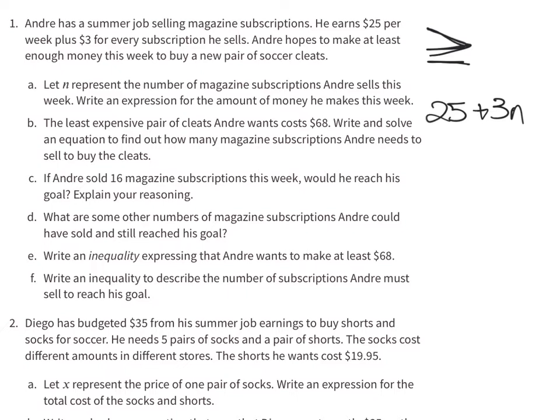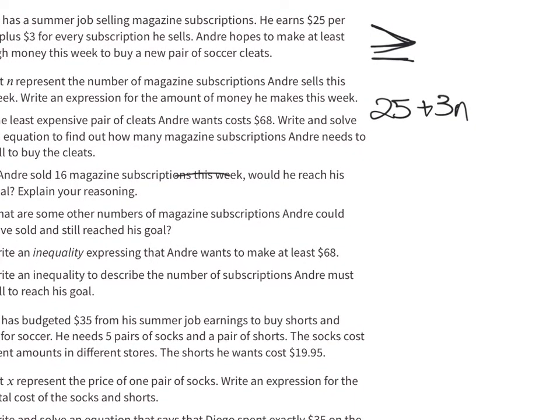Letter B, the least expensive pair of cleats that Andre wants is $68. Write and solve an equation about how many subscriptions he needs to sell to buy the cleats. So if I set this equal to 68, then it's just an equation we know how to solve. First thing I get rid of is the positive 25 because it's not with the n. To get rid of a positive number, we do the opposite, so we subtract 25.